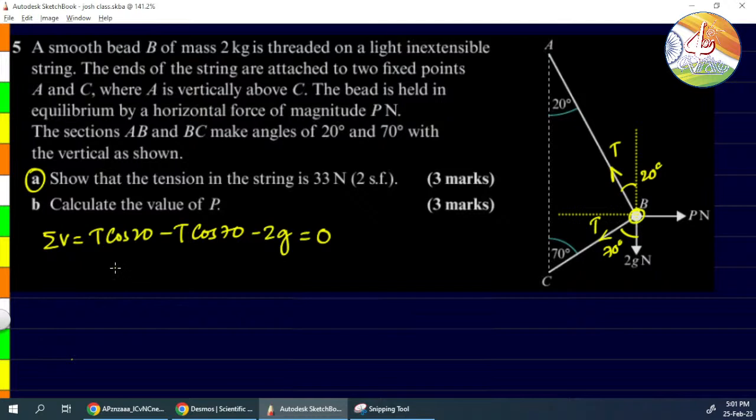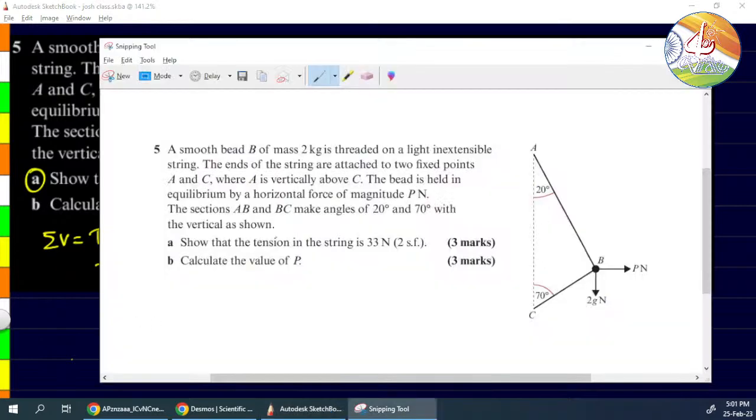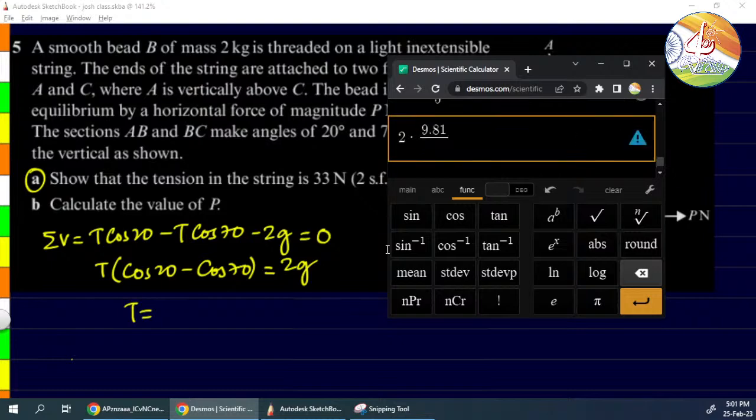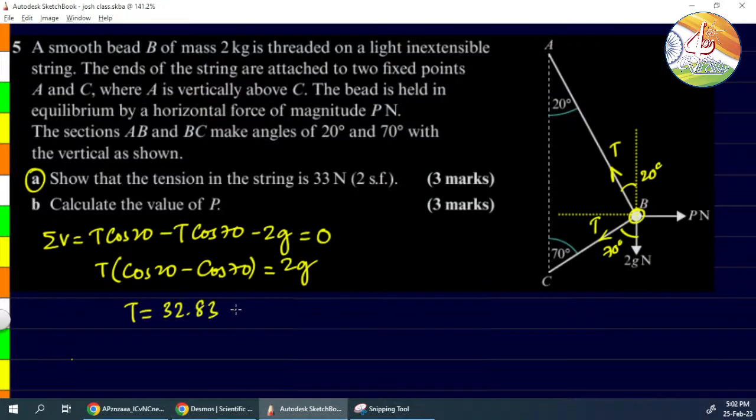Now find the value of T. T will come out common. T(cos 20 minus cos 70) equals 2g, correct? So tension T will be equal to, do the calculation, 2 into 9.81 divided by (cos 20 minus cos 70). That gives us 32.83 newtons. So the first bit is solved. This is the answer to A bit.